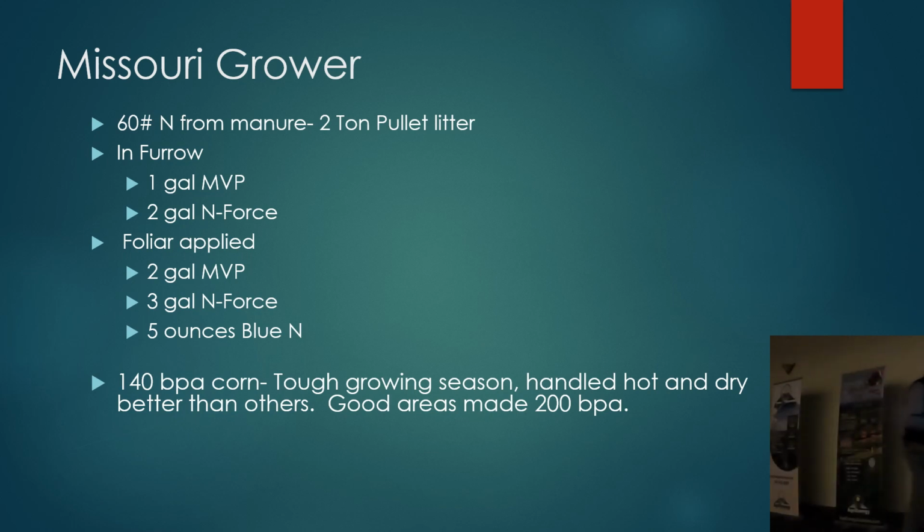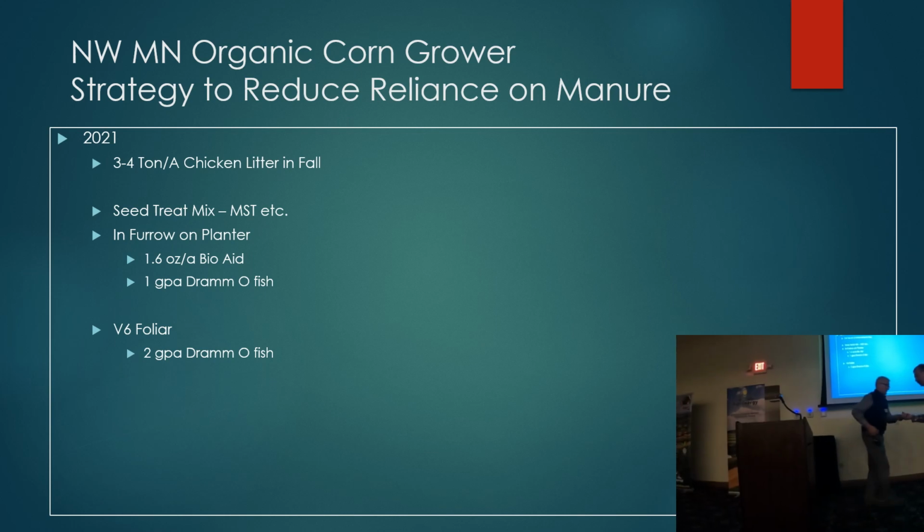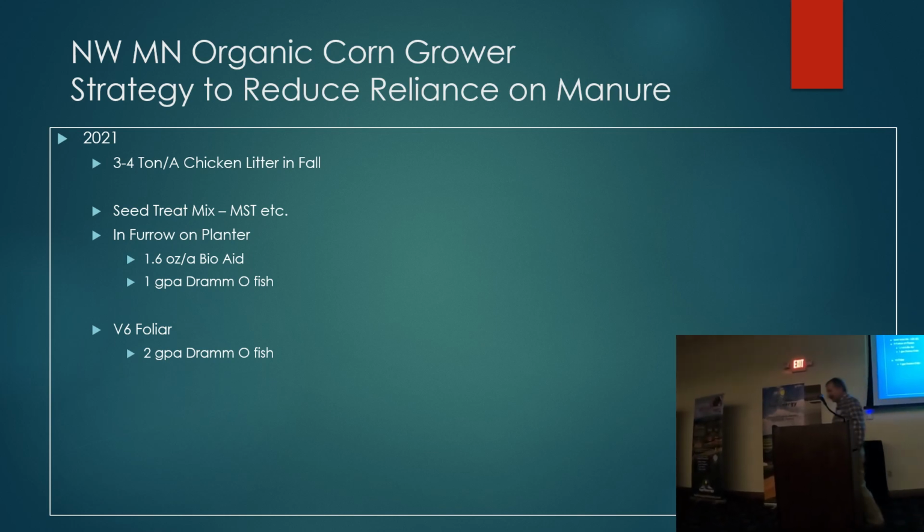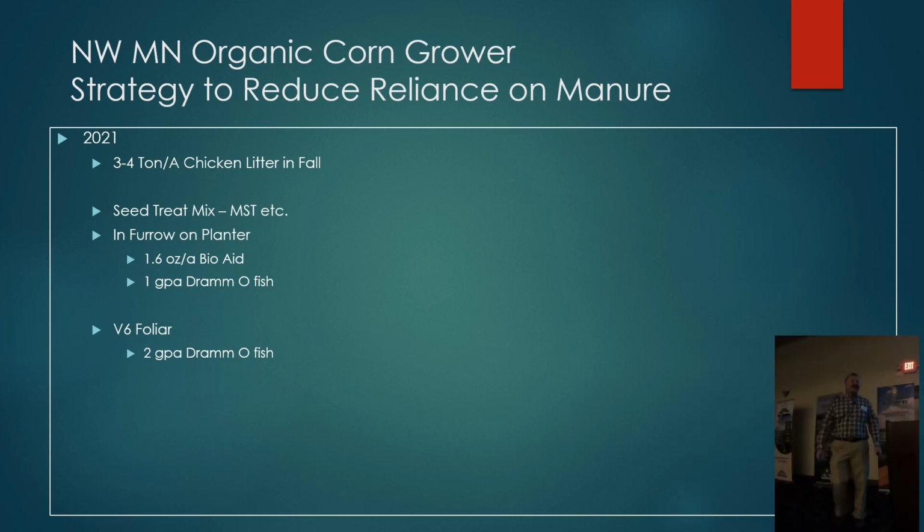Yeah, so this is from northwest Minnesota up by Grand Forks. And of course, in that part of the world, they don't have a lot of extra days, so every day counts. But this grower is trying to reduce his reliance upon the chicken litter. So just to show you his transition from that, in 2021, he ran 3 or 4 ton an acre of chicken litter. He ran a seed treat, and then an in-furrow of BioAid, which is a dry soluble microbial, as well as a gallon of fish. And he came back with a foliar of 2 more gallons of fish. Pretty simple at that point.